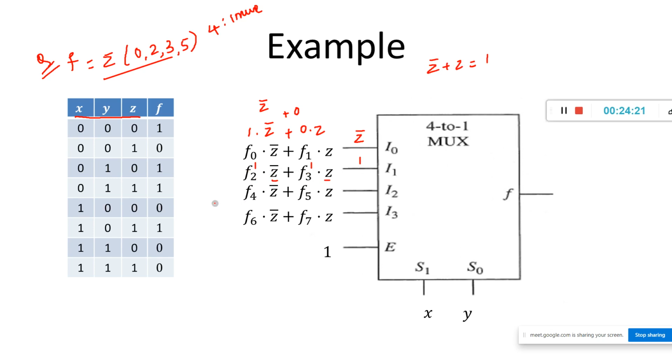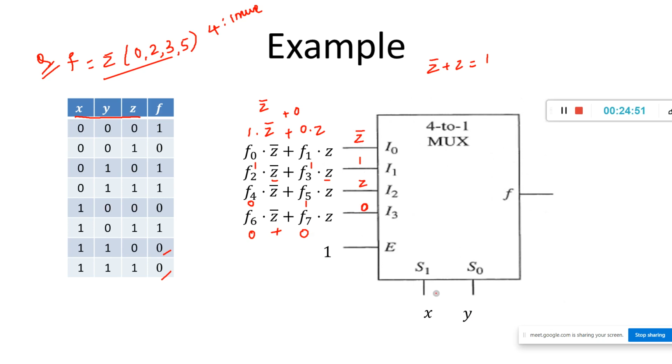Next, what is f4? f4 is 0. What is f5? It is 1. So this will become 0 plus 1 into z, which is z. Isn't it? What is f6? 0. What is f7? 0. Here f6 is 0, f7 is 0. 0 plus 0, you will get 0 only. So what are the values placed here? Z bar, 1, z, 0.